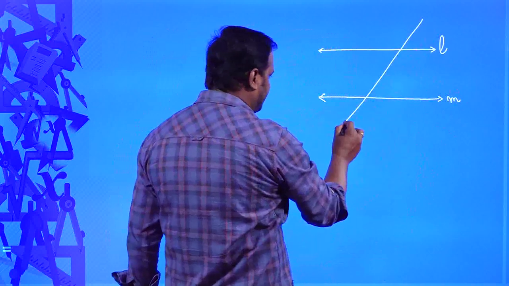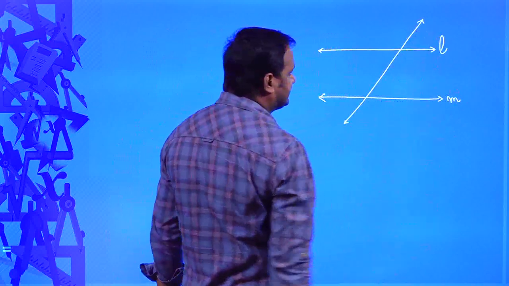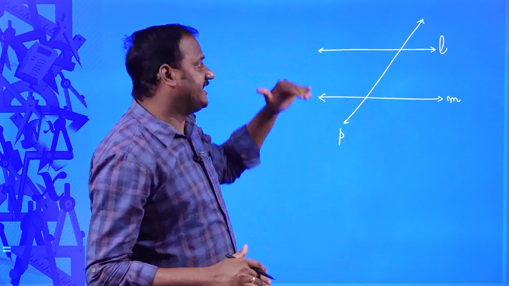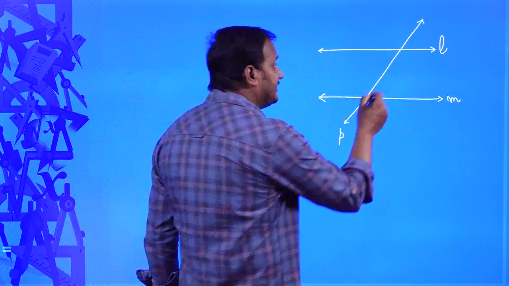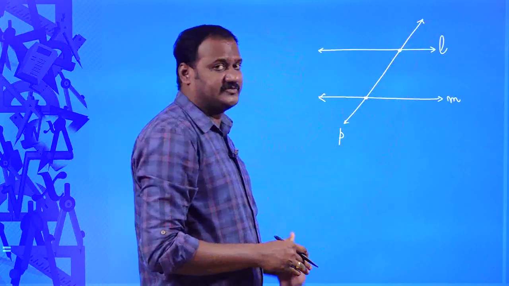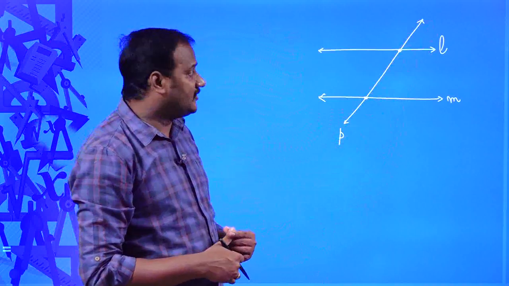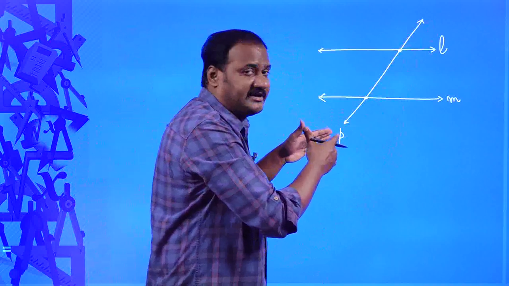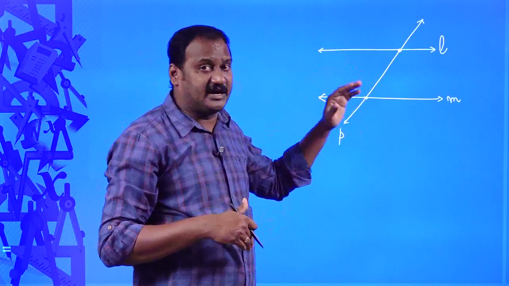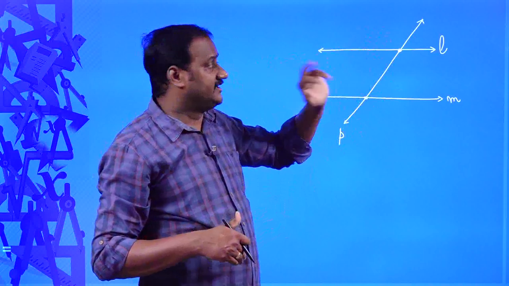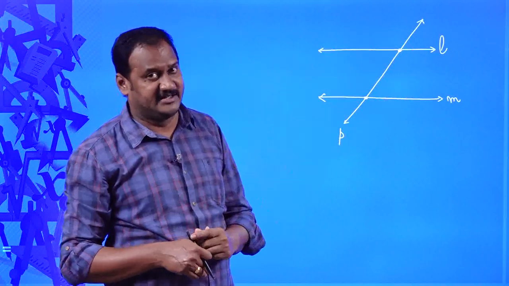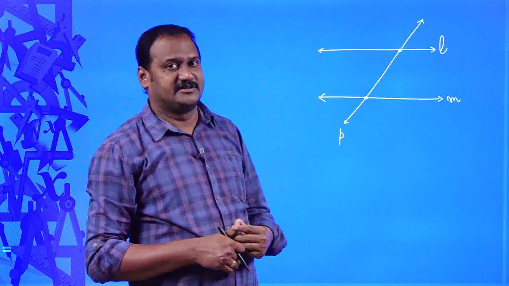And there is one more line. This one more line is, for example, P. This line P intersects the lines L and M in two distinct points. Of course, this line P is said to be a transversal line. Now, what are the transversal properties of a pair of parallel lines? If these two lines are parallel lines, then only you can identify some properties. What are those properties? Let us try to identify.